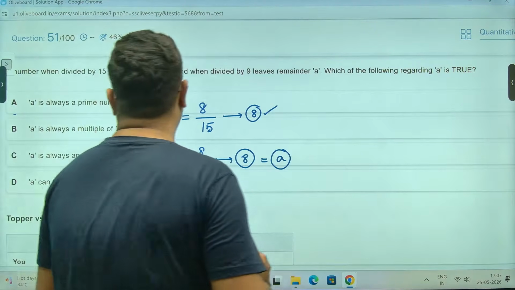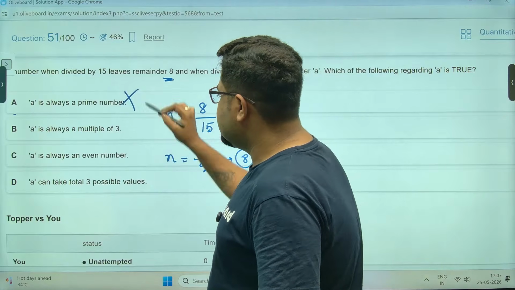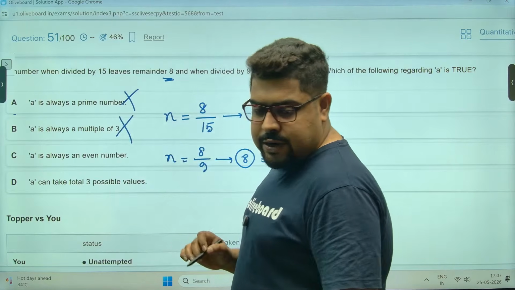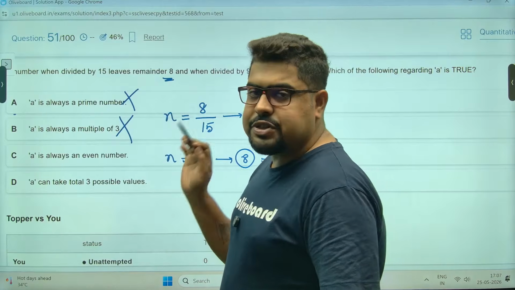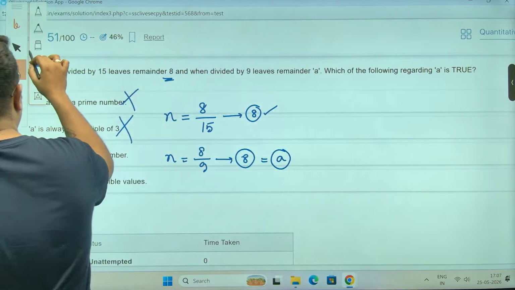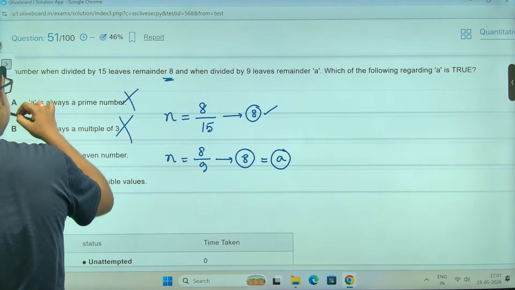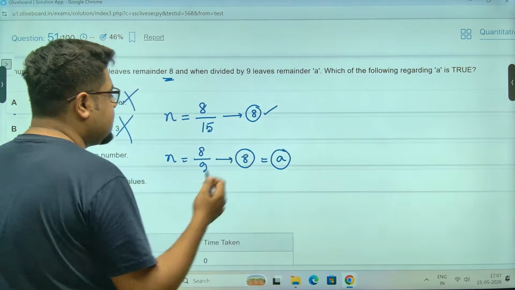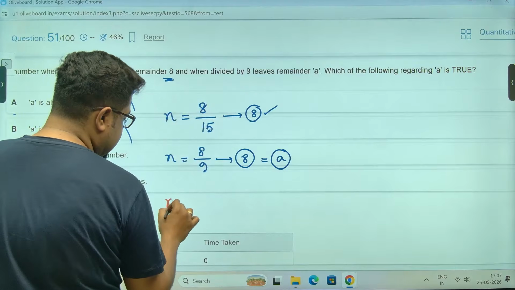Now, which of the following? Prime number? Is 8 a prime number? Absolutely not. Multiple of 3? Absolutely not. Even number? Yes, even number. Possible values? Again, we have to check. Let's move on to the second part. Let's take another trial, because two options I still have to eliminate. So next possibility, n I'm putting.